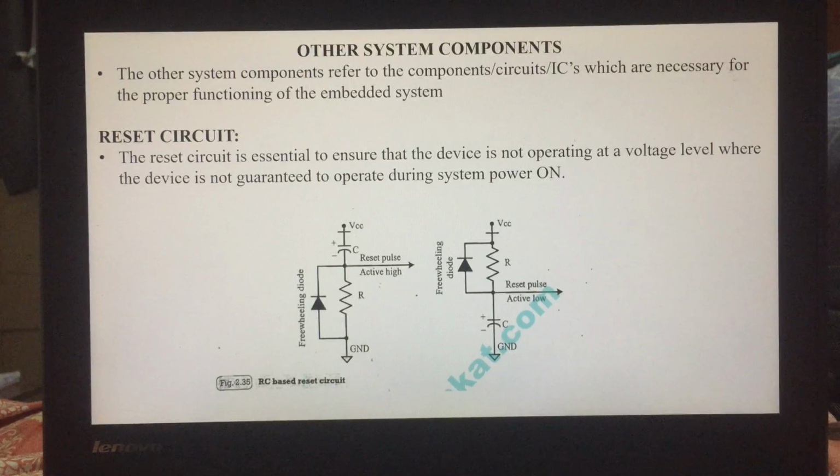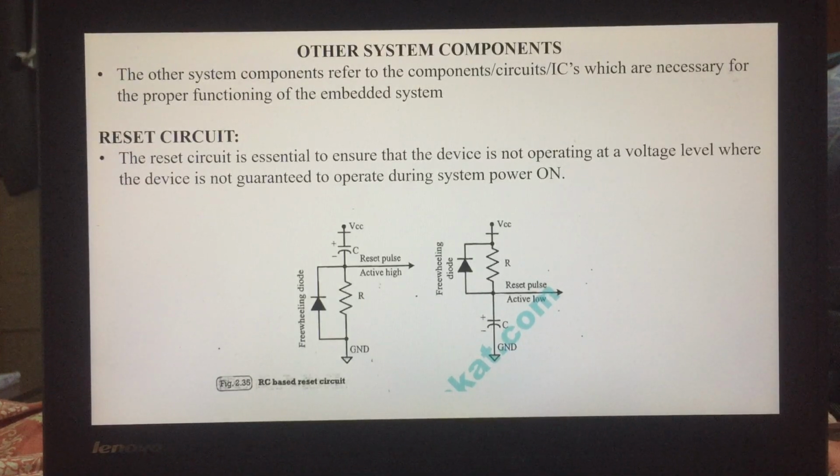The figure shows the resistor capacitor based passive circuit. The first figure is the active high reset pulse circuit. The second figure is the active low reset pulse circuit. The reset pulse width can be adjusted by changing the resistor value R and capacitor value C.